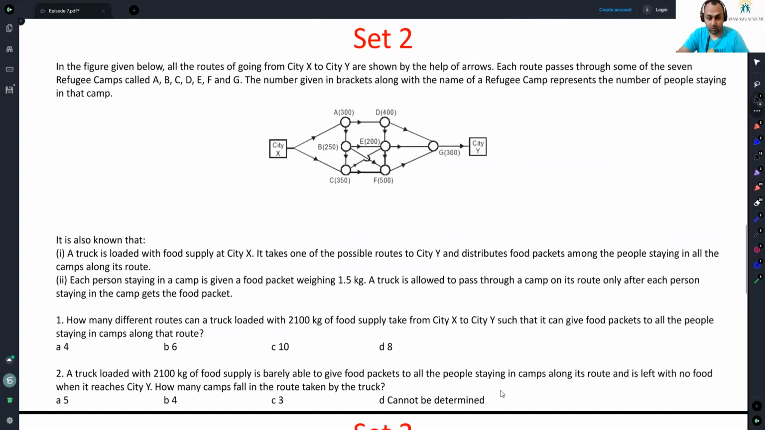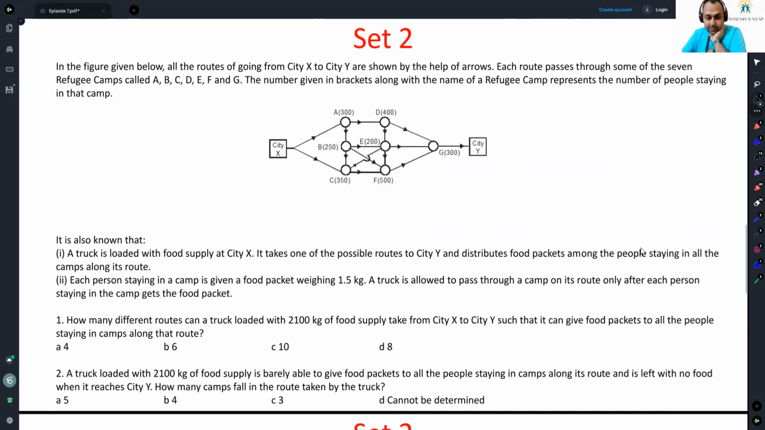How many different routes can the truck loaded with 2100 kg of supply take from city X to city Y such that it can give food packets to all the people staying in the camps along the route? Okay, so the number of people on that route should be less than or equal to 1400. A truck loaded with 2100 kg of food supply is barely able to give food packets to all the people staying in the camps along its route, which means 1400 people are precisely along that route, and it is left with no food when it reaches Y.